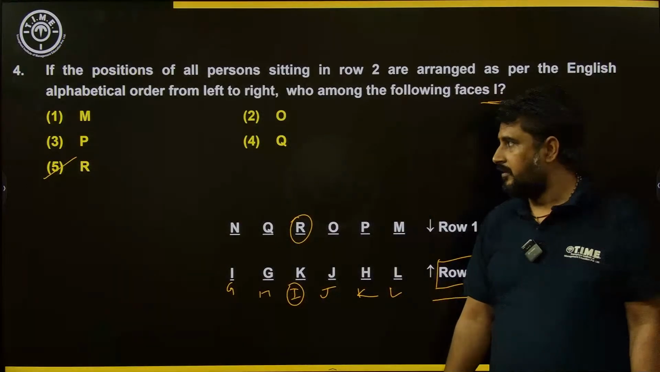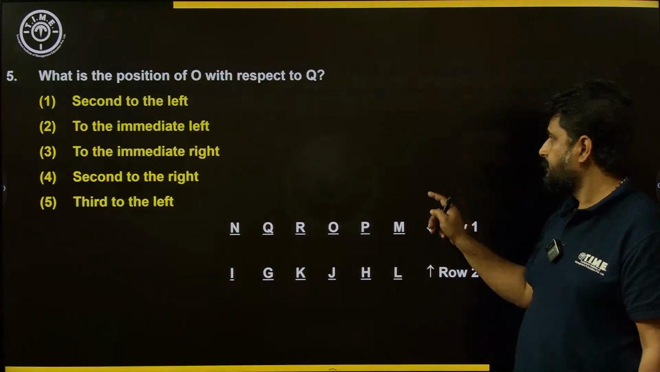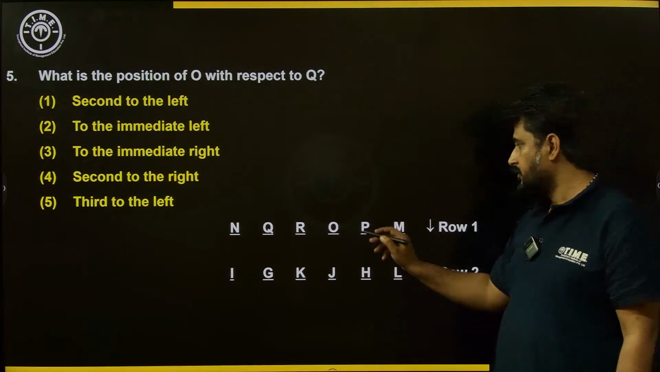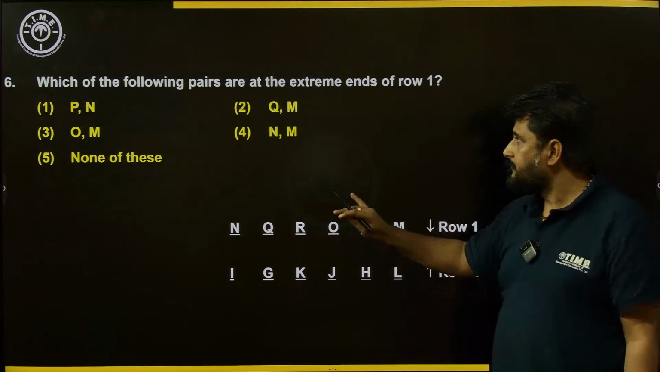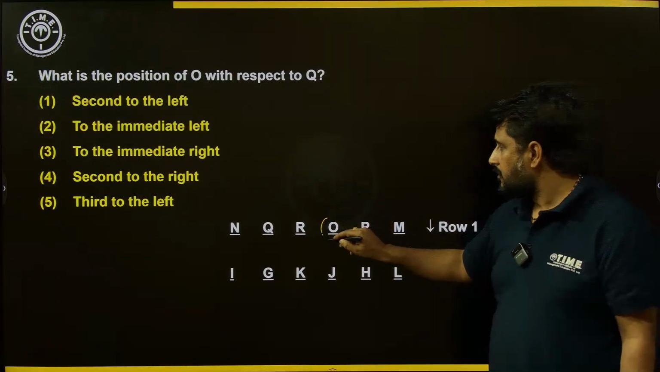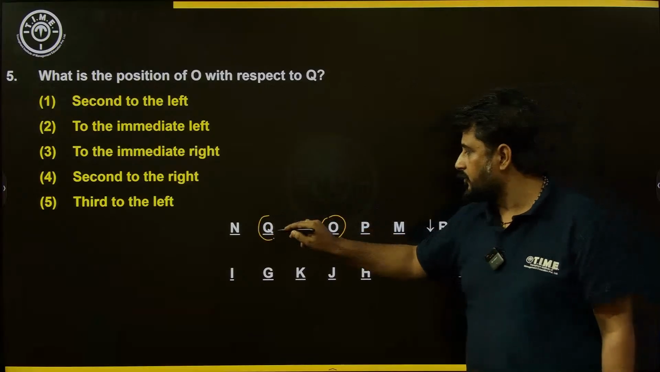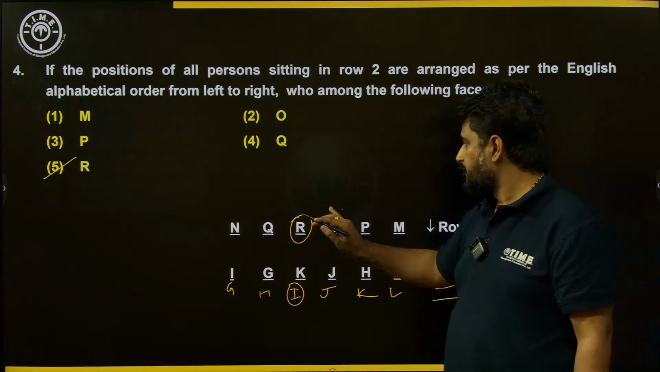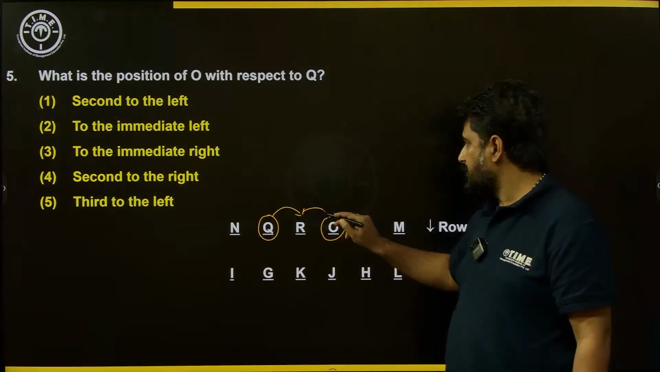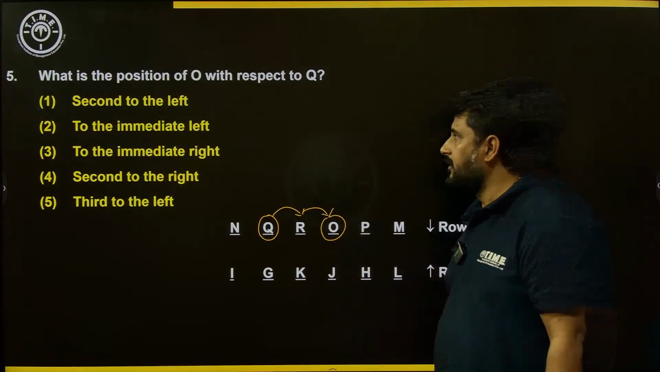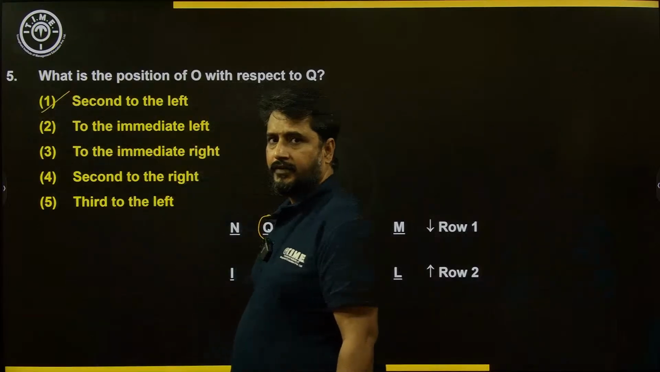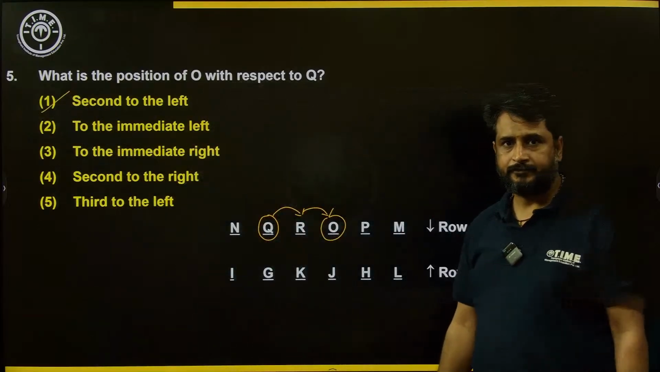Clear? Now move to the next question. What is the position of O with respect to Q? O with respect to Q. First left, second left, second to the left. Second to the left is in choice 1. So your answer is choice 1.